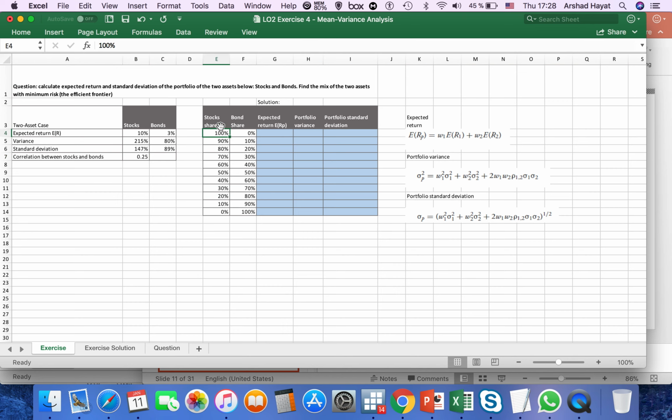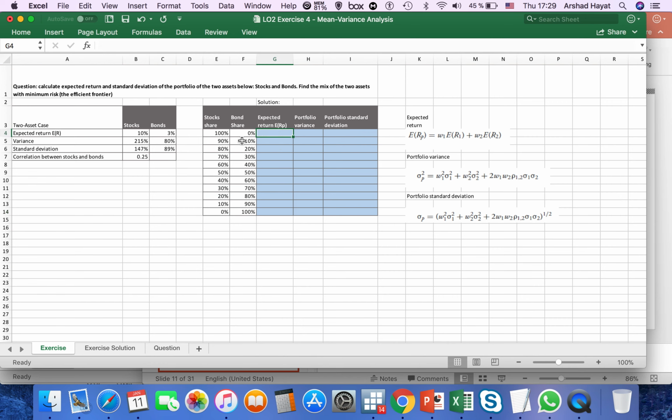So we have, for example, the stock share and the bond share. Initially, 100% of our portfolio is stocks, and obviously the remaining 0% is bonds. Over time we decrease our share of stocks, while the share of bonds increases. By the end we reach 100% bonds and 0% stocks. Let's look at how we calculate the expected return.